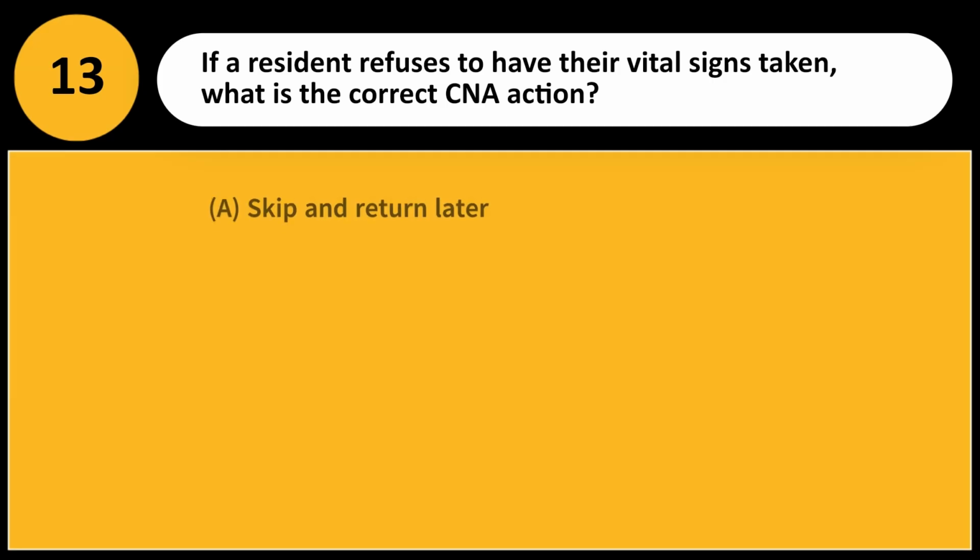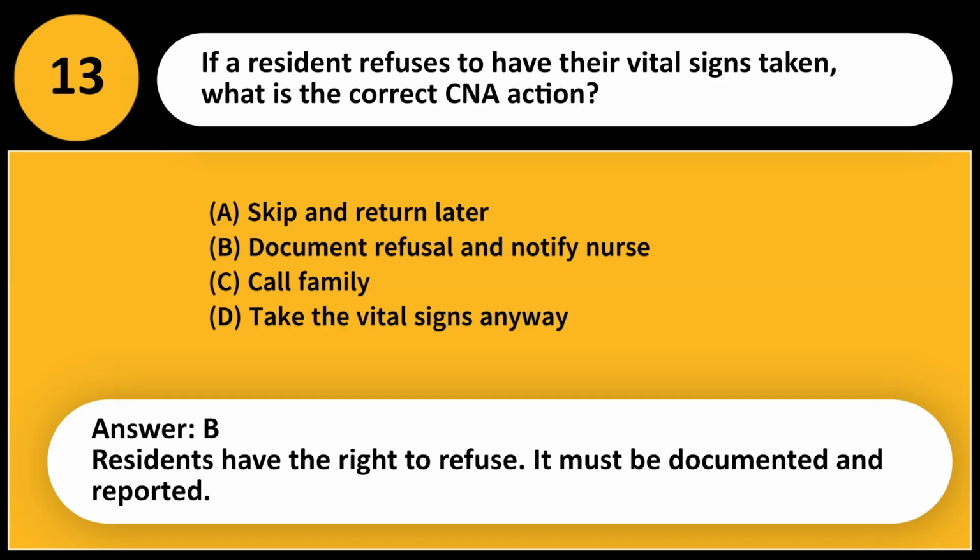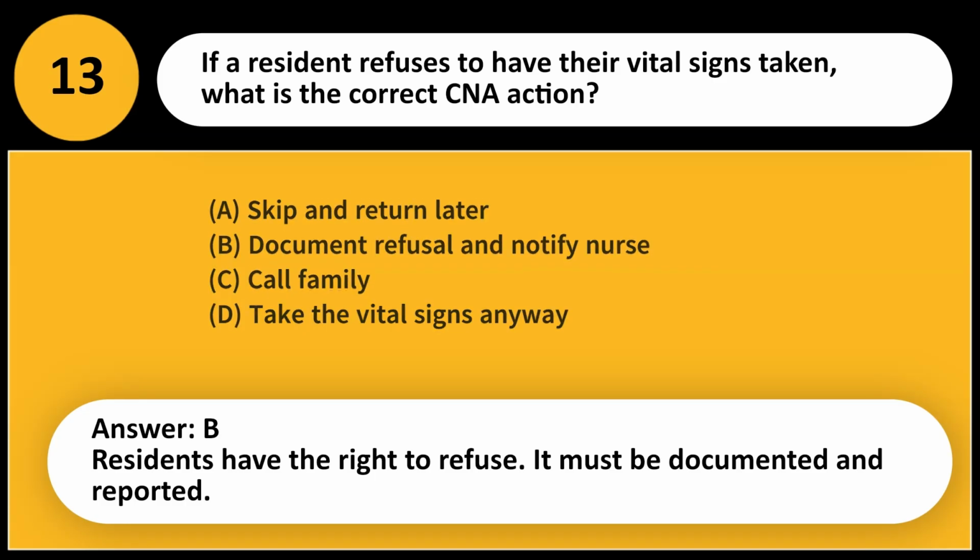If a resident refuses to have their vital signs taken, what is the correct CNA action? A. Skip and return later. B. Document refusal and notify nurse. C. Call family. D. Take the vital signs anyway. Answer B. Residents have the right to refuse. It must be documented and reported.